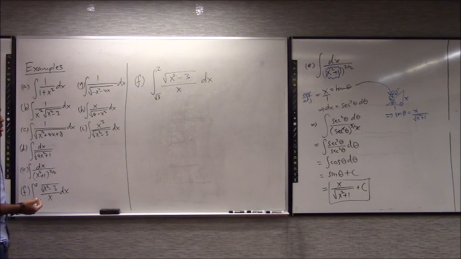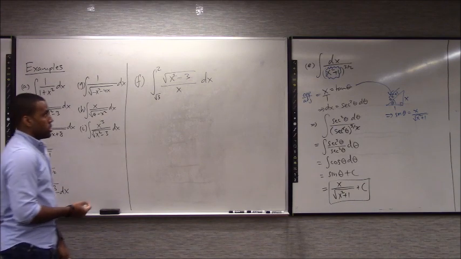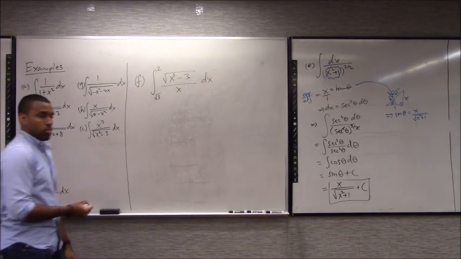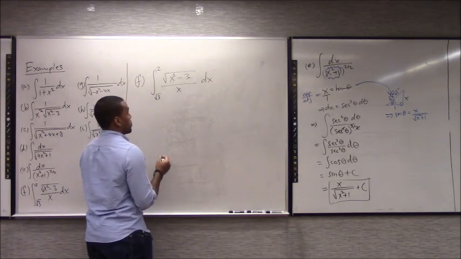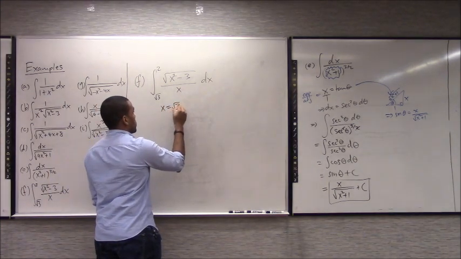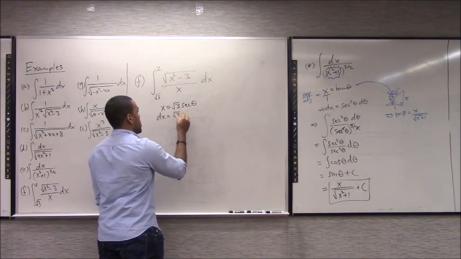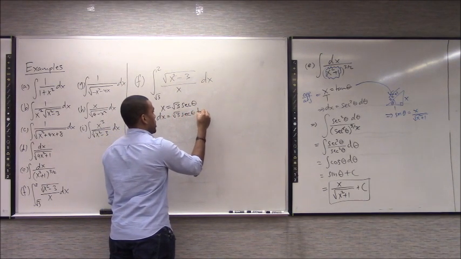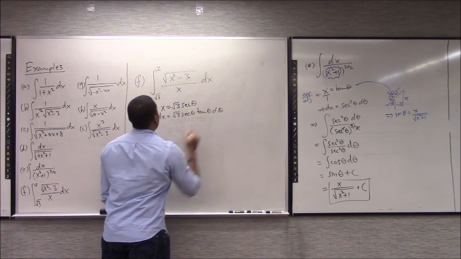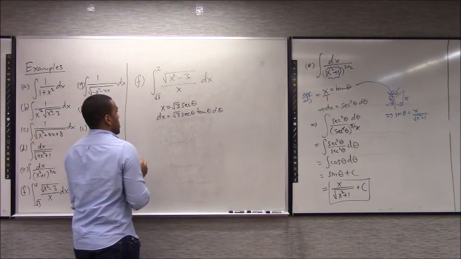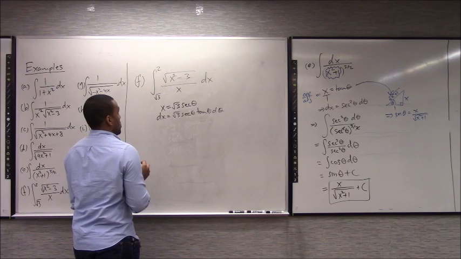So a trig substitution can work here. What is the substitution? x equals root 3 secant theta. So dx is going to be radical 3 secant theta tangent theta d theta. And now I'm going to do something.